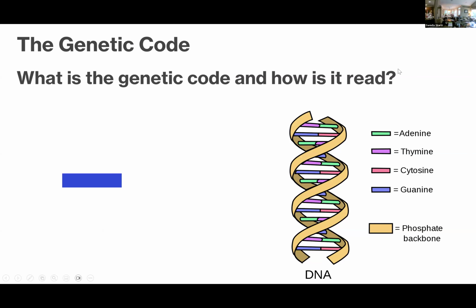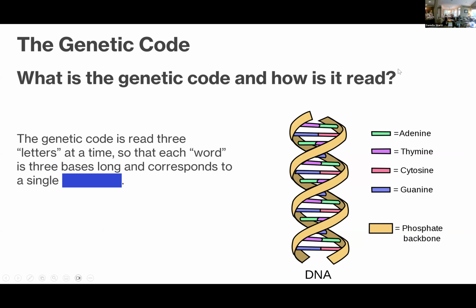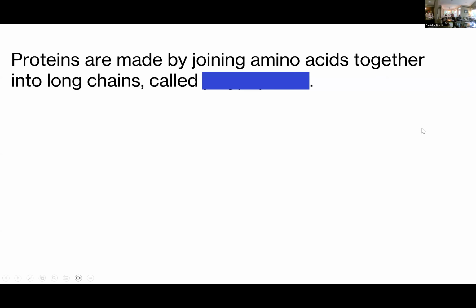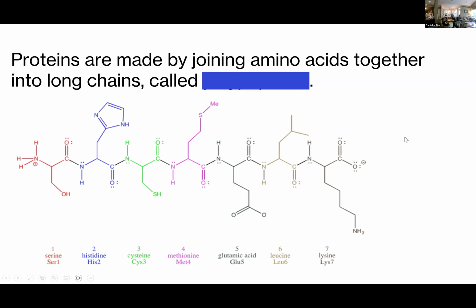How are they making proteins? The genetic code is read 3 letters at a time. So each word is 3 bases long, and it corresponds to a single what? Codon. The codons correspond to a single what? Each codon equals an amino acid. Yes, so each codon equals an amino acid. Proteins are made by joining amino acids together into long chains, and those are called what, everybody?